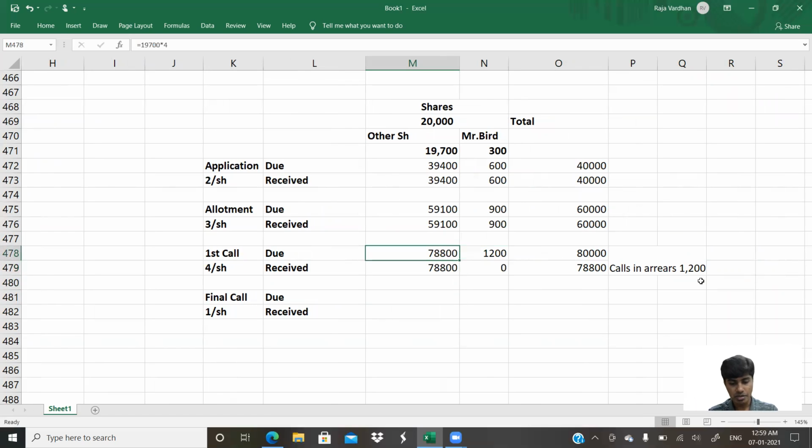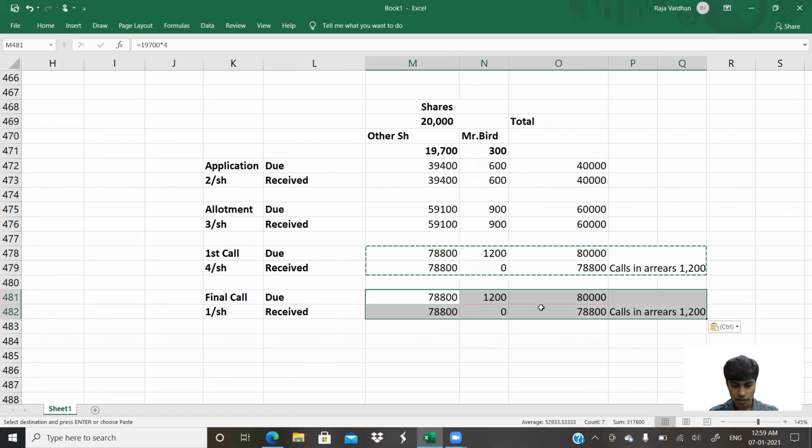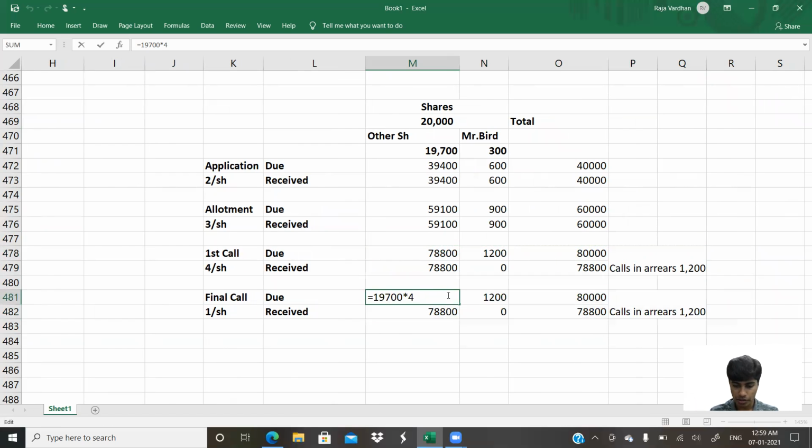You get that? Similar thing we would have to do for the second call. Sir, you are copying. Yeah, copying. 19,700 into 1 was supposed to be received. And here 300 shares into 1 rupee was supposed to be received.